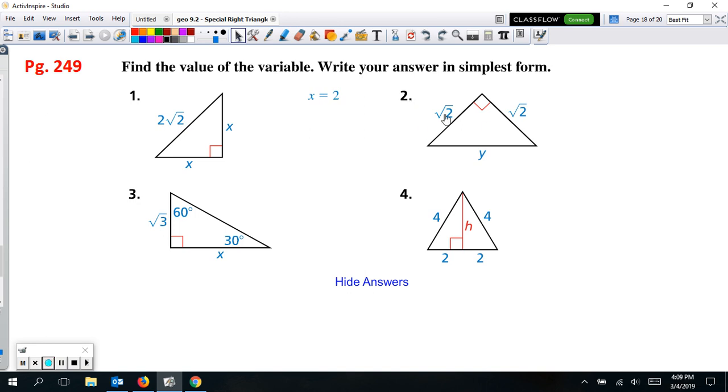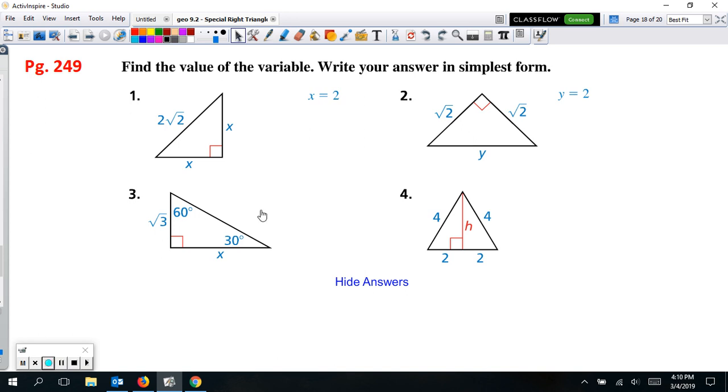This one, the hypotenuse is y, so you're trying to find the hypotenuse. The leg is square root of 2. So we need to multiply the leg times the square root of 2. Square root of 2 times the square root of 2 would be square root of 4, and the square root of 4 would just be 2. So y would equal 2 on this one.